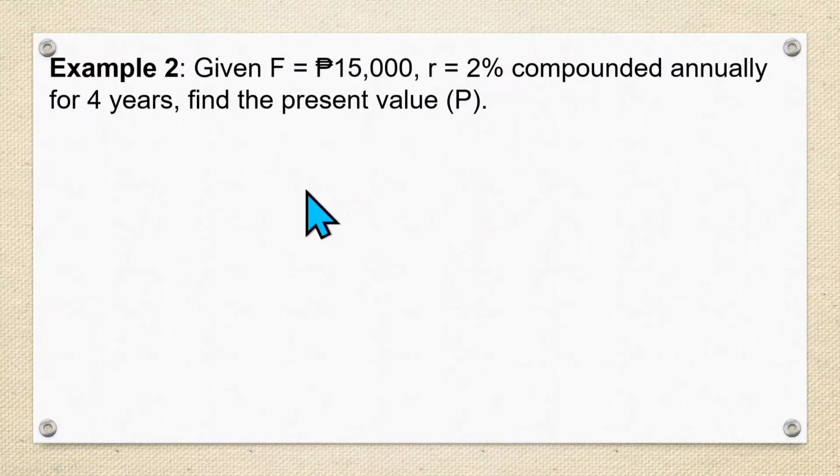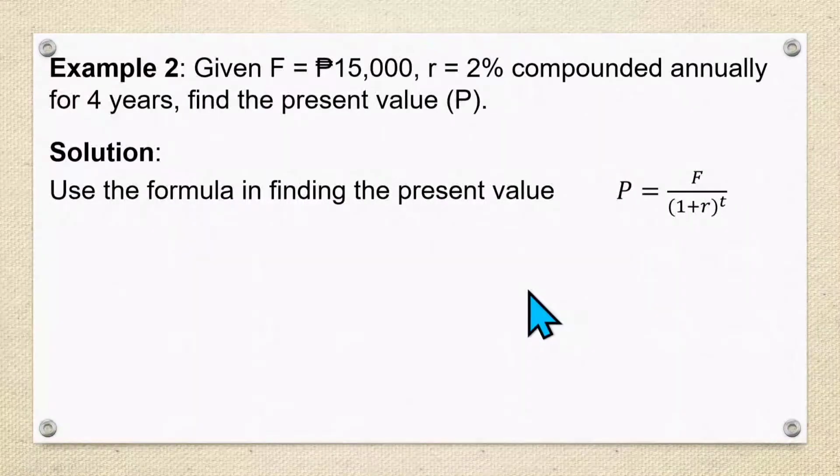Let's have another example. The givens are the future value, which is 15,000, and the rate, which is 2%, compounded annually for 4 years. So the unknown is the present value. What is the present value or the principal value? For the solution, we're going to use the formula in finding the present value. P is equal to the future value divided by 1 plus r raised to t.